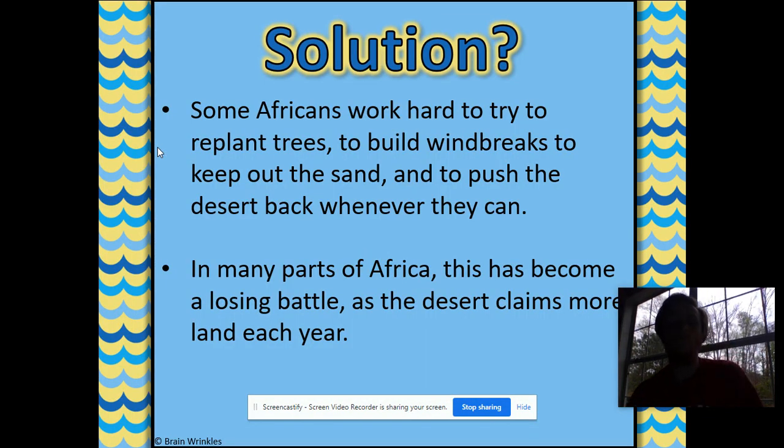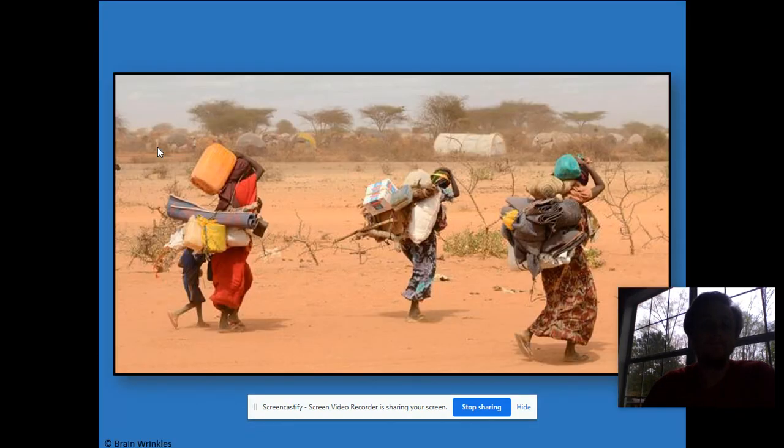So what are some of the solutions that they're trying to do? Now, it's not like they're just not doing anything about it. They're trying. Again, the problem is they're doing what they have to do to survive. Some Africans work hard to try to replant trees, and they try to build windbreaks to keep out the sand and push back the desert. So they're basically trying to build walls so that when the wind blows the sand, it's hitting the wall instead of getting into the farmland, which is helpful. The problem is that costs money. In many parts of Africa, this has become a losing battle, and the desert claims more land each year.